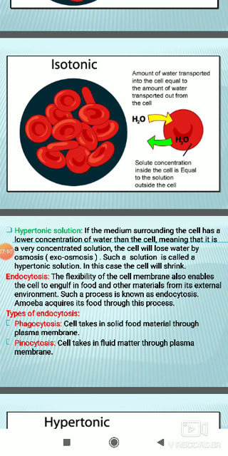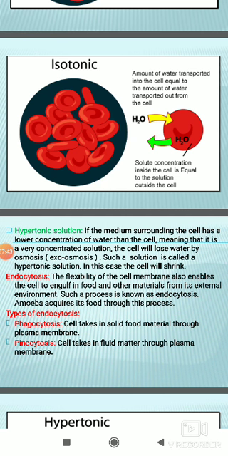So we will see what endocytosis is. When any kind of substance enters into the cell, it is known as endocytosis, endo meaning in, inside the cell. And when any kind of substance is going outside the cell, it is known as exocytosis. Exo means out. So first we will discuss what endocytosis is. You can see here in the slide, endocytosis is the flexibility of the cell membrane which helps the cell to engulf food and other materials from its external environment.